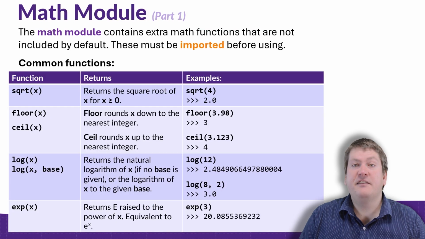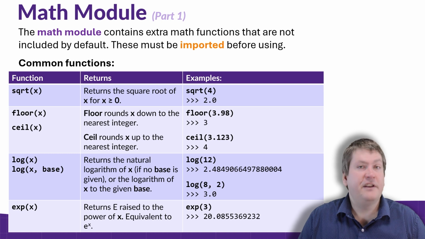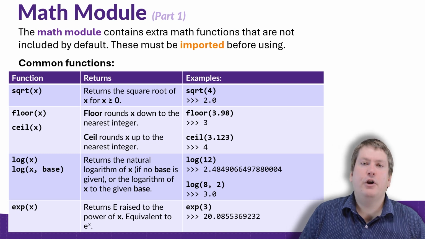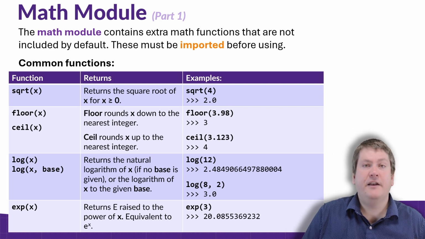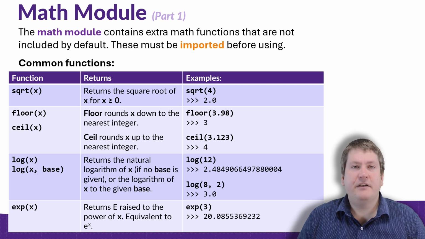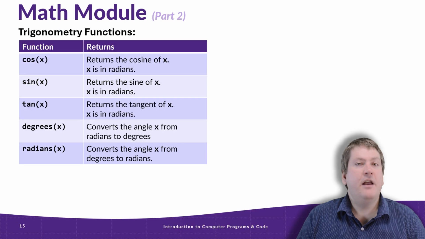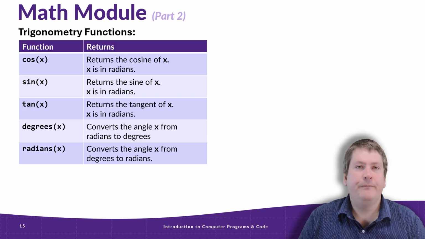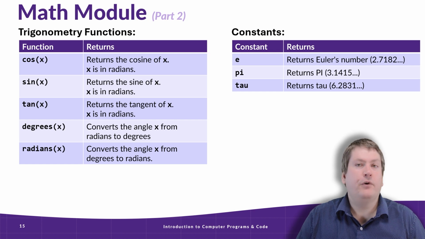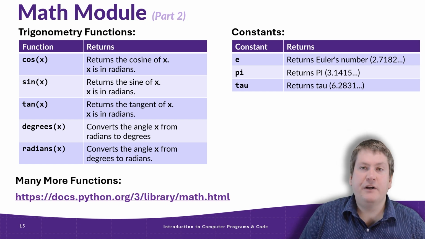The math module contains many other useful math-related functions in addition to square root. I'm not going to go too in-depth into all of these because there are a lot of them, and they're mostly what you would expect, and you can read about them in the documentation of the math module. But some common functions include the floor and ceiling functions, the log function, and the natural exponential function. The module also contains functions related to trigonometry, such as cos, sin, and tan, and mathematical constants, that's Euler's number, pi, and tau, and there are many more functions in the module.